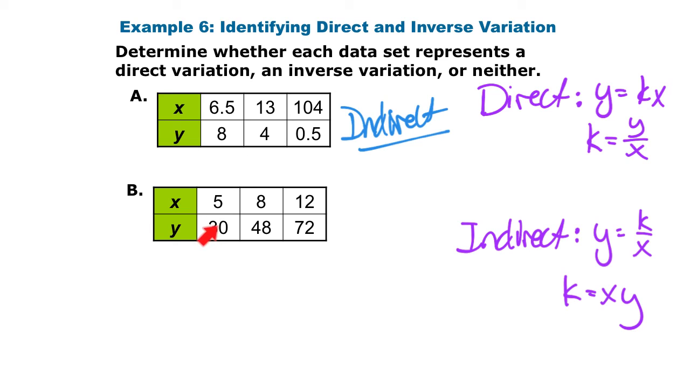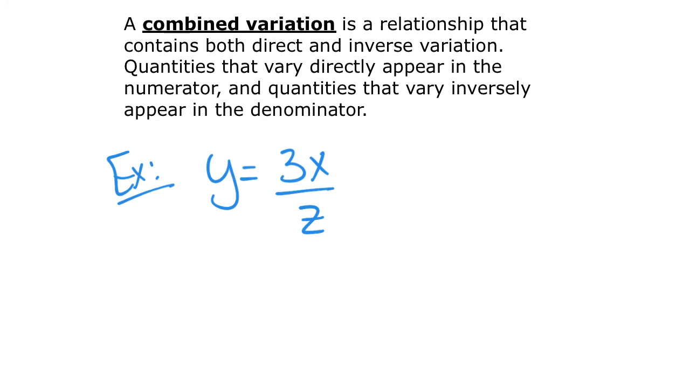In B, I'm going to try direct variation again. I'm looking for y divided by x to be the same number. 30 divided by 5 is 6. 48 divided by 8 is 6. 72 divided by 12 is 6. And so this is direct variation.